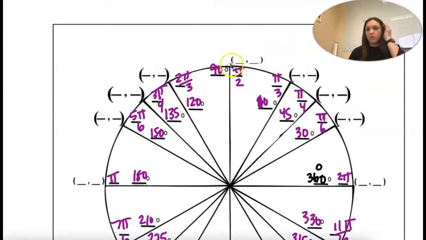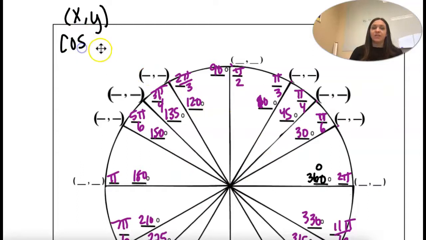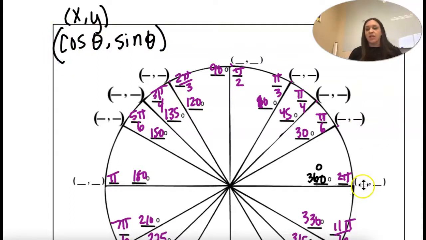So we're used to points on a coordinate plane where we have x and y. So our points on a circle correspond to cosine and sine. So x is cosine and y is sine. So every time you see an x point, that refers to a cosine value. So let's fill in these points.